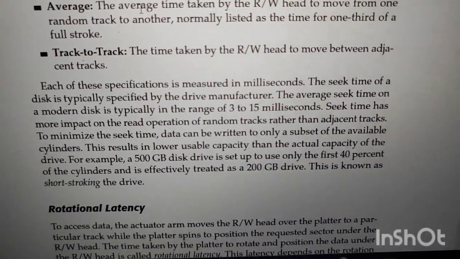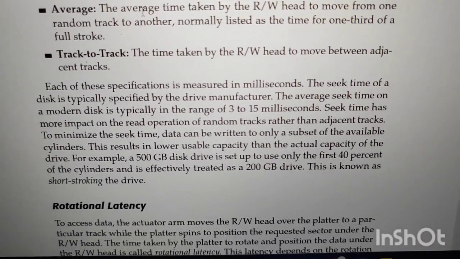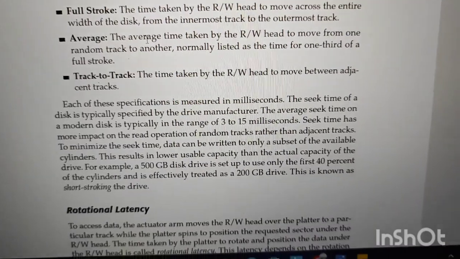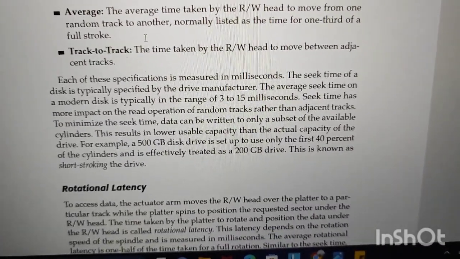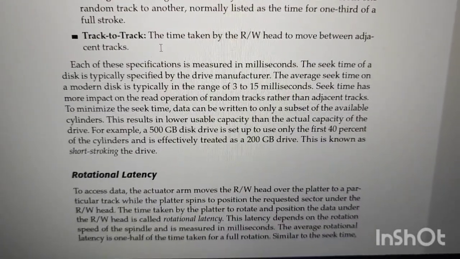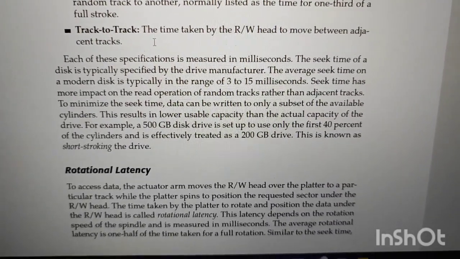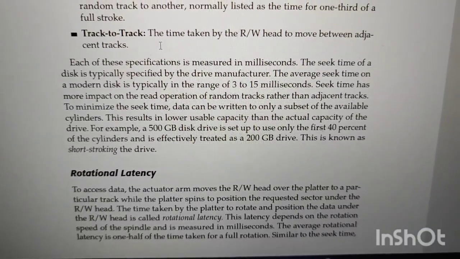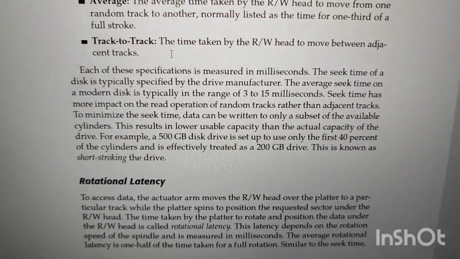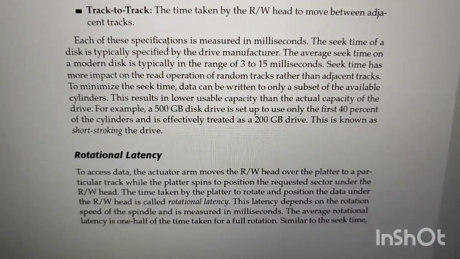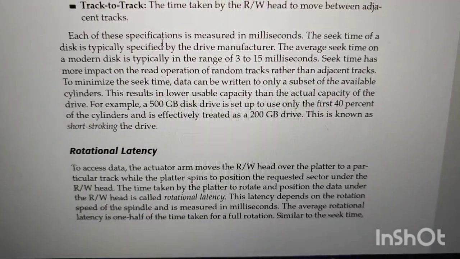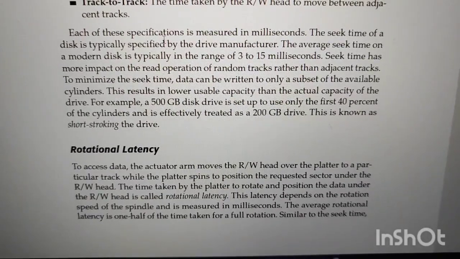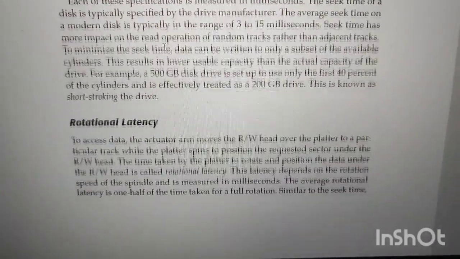So the time taken to move over there is called track to track. Each of these specifications is measured in milliseconds, and it usually takes about 3 to 15 milliseconds. The seek time has more impact on the read operations of random tracks rather than adjacent tracks, so random tracks perform worse. The minimum seek time data can be written to only a subset available for cylinders. Okay.